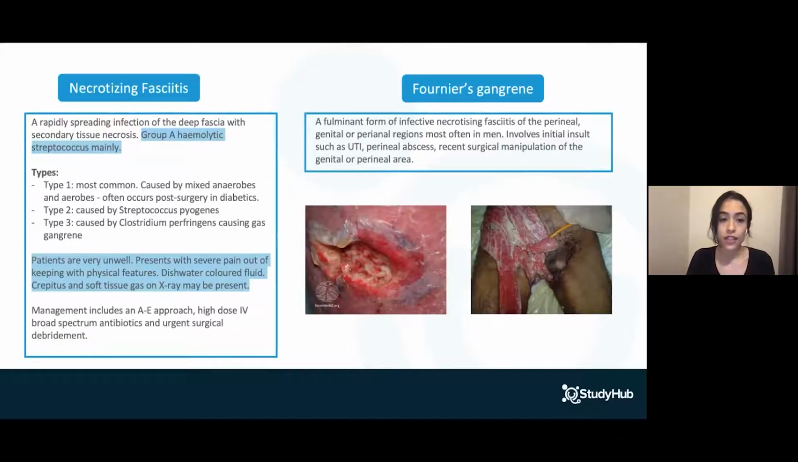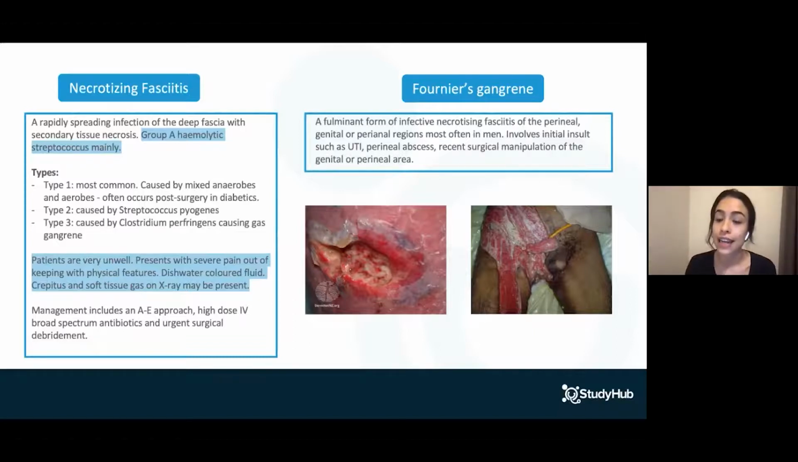With necrotizing fasciitis, what you want to look out for in SBAs is the dishwater colored fluid. So if you look at the picture in the middle, you can see that yellowy greenish fluid coming out of the wound. And you may also see some crepitus because there may be some gas in the subcutaneous tissue. And on X-ray, you'll see gas, and we'll see a picture of that soon. And in management, this is an A to E approach. It's an emergency, with high mortality. So you want to treat it rapidly with a high dose of broad spectrum antibiotics and urgent surgical debridement.